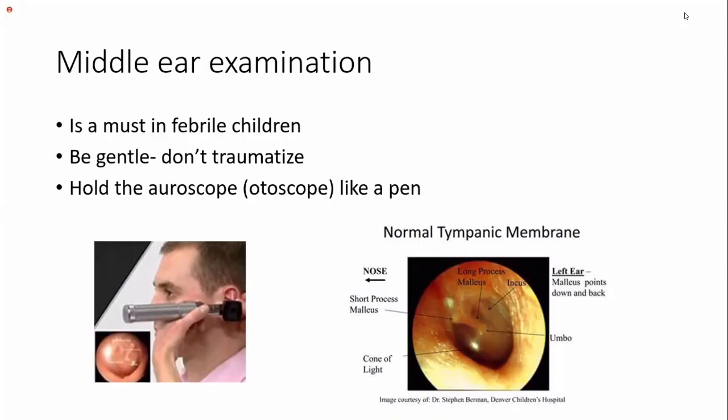You don't hold it like you hold the ophthalmoscope. You hold it like a pen, and keep it parallel to the face like that. So this is the correct positioning of the otoscope. You will have disposable or reusable nozzles to put inside the ear.